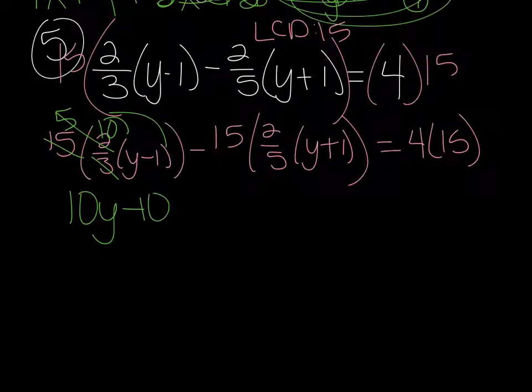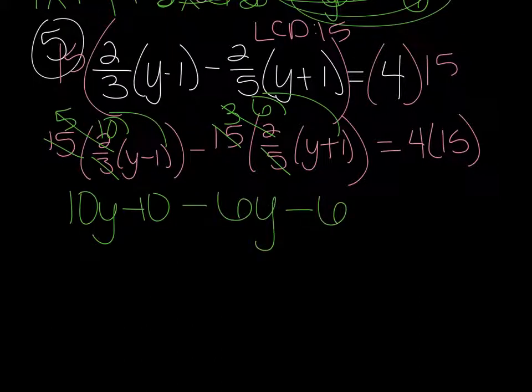And do the same thing with that second term. I can divide out a 5. That 15 turns into a 3. And then I'm going to take that 3 times that 2, and I get 6. And I'm going to distribute that 6. But what kind of 6 is it? Very good. It's a negative 6. So I have minus 6y minus 6. And then 15 times 4 gives me 60. Does that make sense?